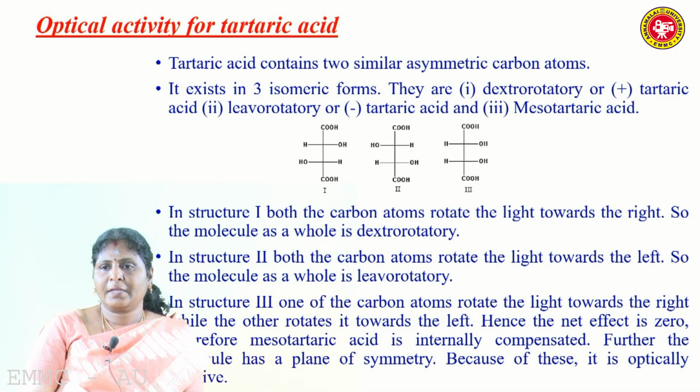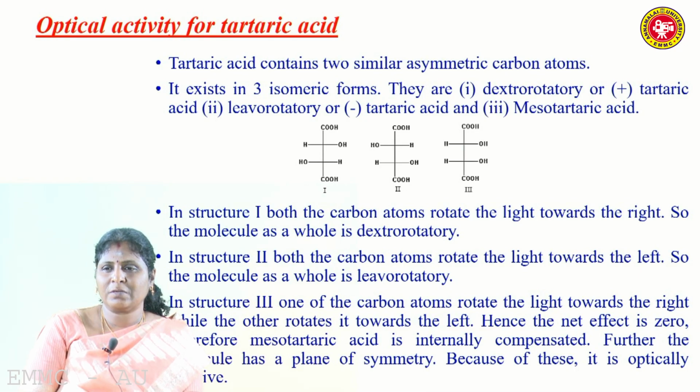Optical activity of tartaric acid is a very interesting one. Tartaric acid contains 2 similar asymmetric carbon atoms. In order to find out the number of isomers for a compound, we have to use the formula given by Van't Hoff and Le Bel, the 2 scientists, that is 2 power n. If there are 2 chiral carbons, as in the example given here, the formula 2 power n applies for dissimilar carbons.